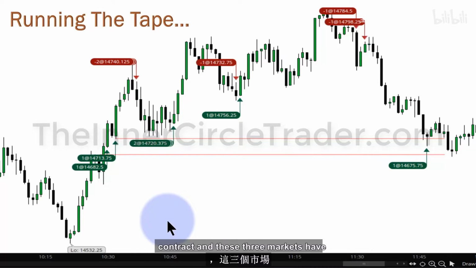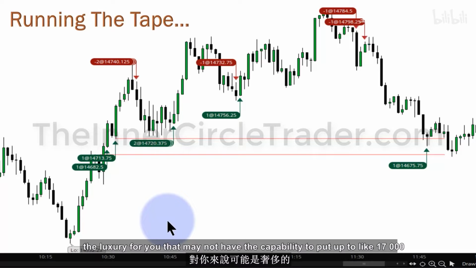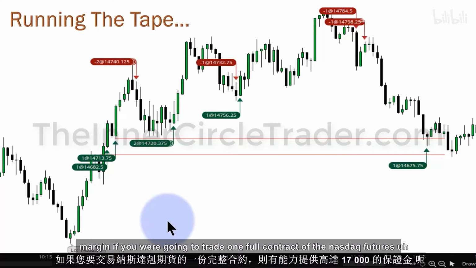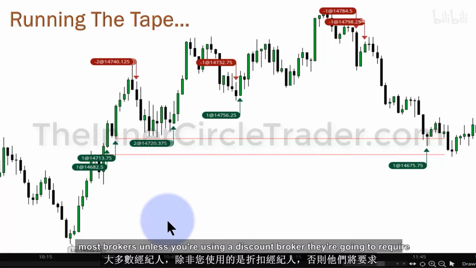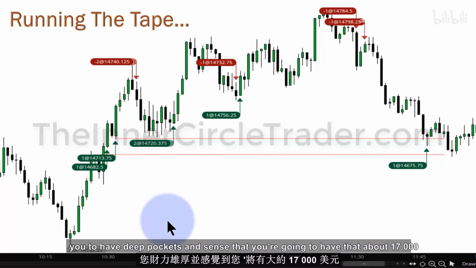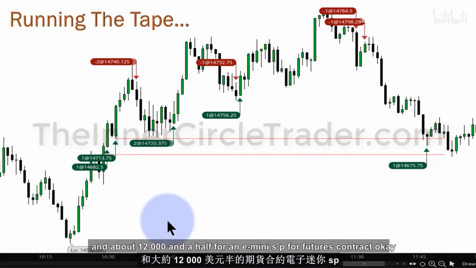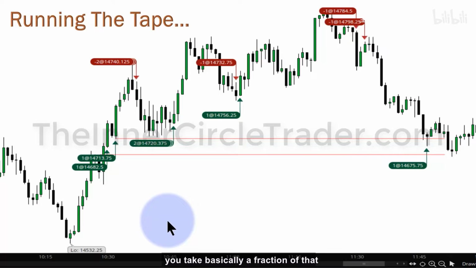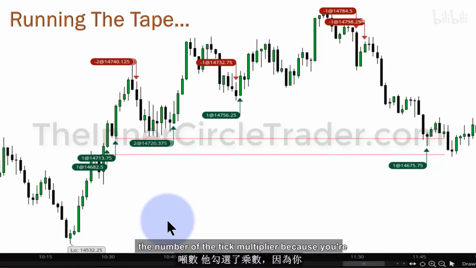And these three markets have the luxury for you that may not have the capability to put up $17,000 margin if you were going to trade one full contract of the NASDAQ futures. Most brokers, unless you're using a discount broker, are going to require you to have deep pockets, in the sense that you're going to have about $17,000, and about $12,500 for an E-mini S&P full futures contract. Okay, you take basically a fraction of that, and you can trade a micro on each one of these markets. But obviously, it reduces the tick multiplier because you're trading with a lot less technically leverage.